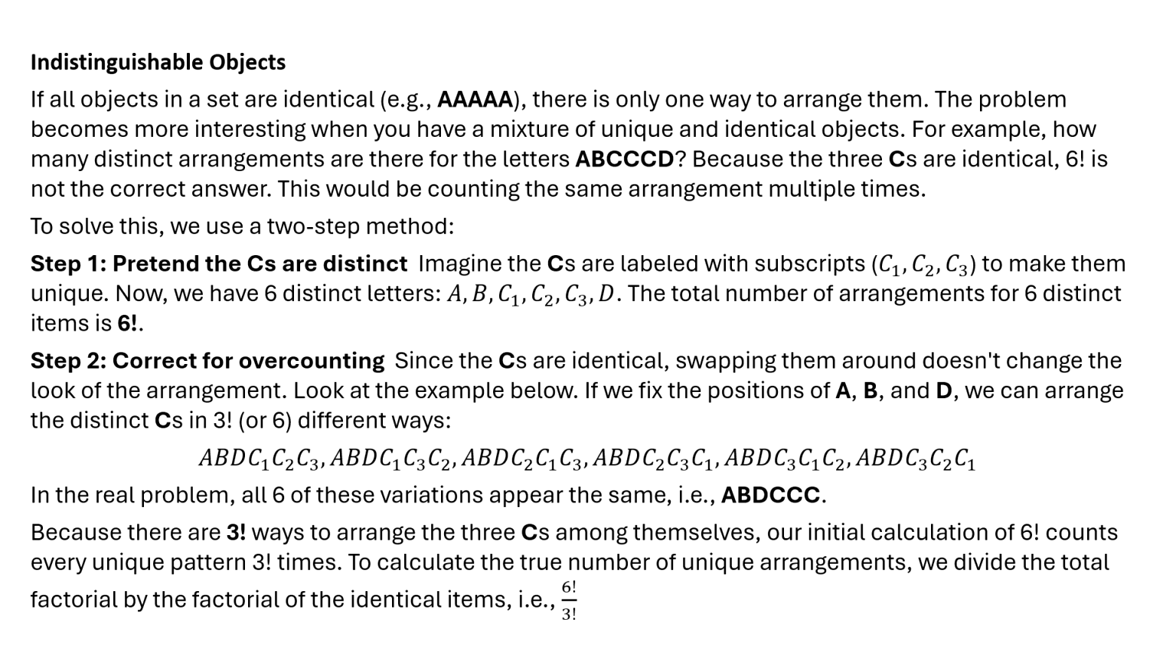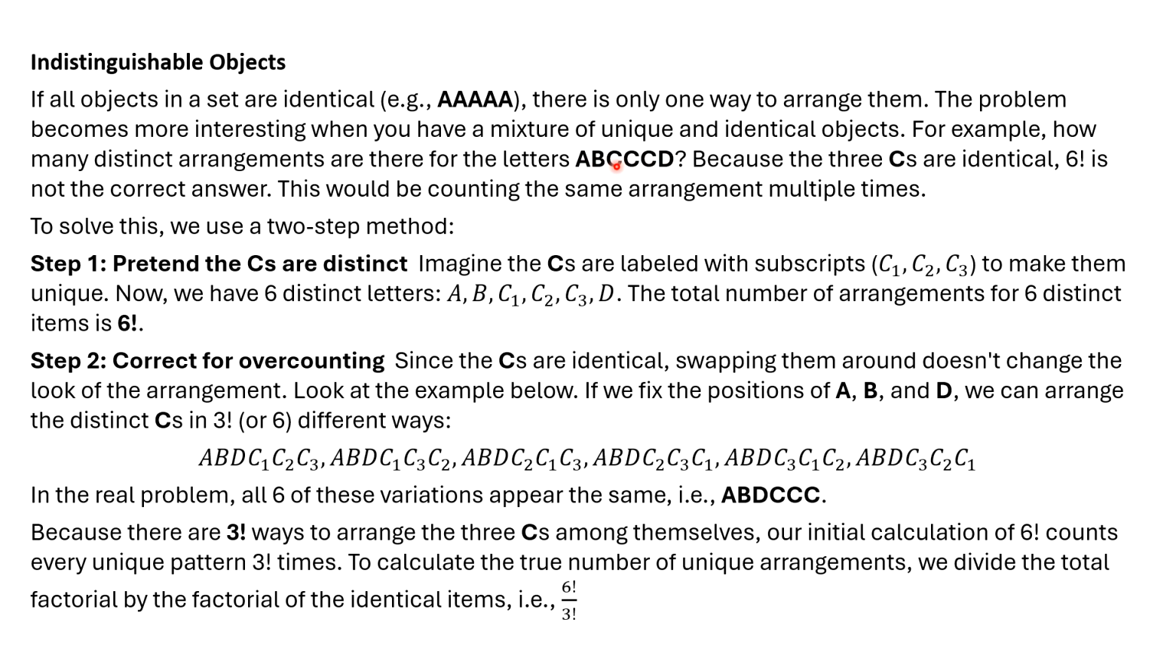So let's look at the case where we have indistinguishable objects. If we just have 5 A's, that's not interesting at all. There's only one arrangement there. What becomes a bit more interesting is if we have a mixture. So here you see we have A, B, and then 3 C's and a D. So the C's are indistinguishable. And of course, the A, B, and D are different from each other.